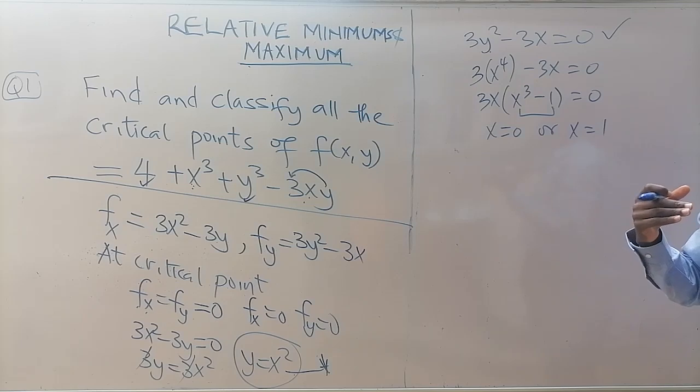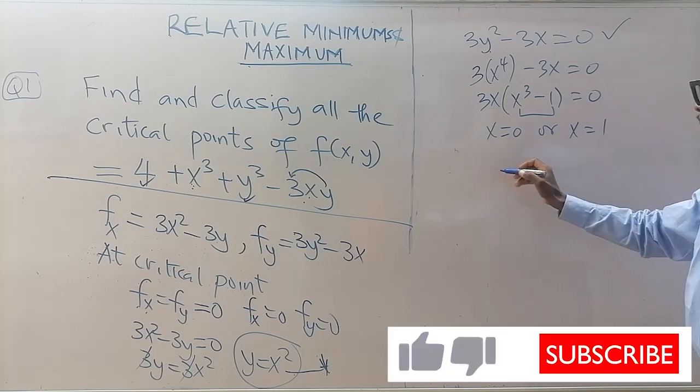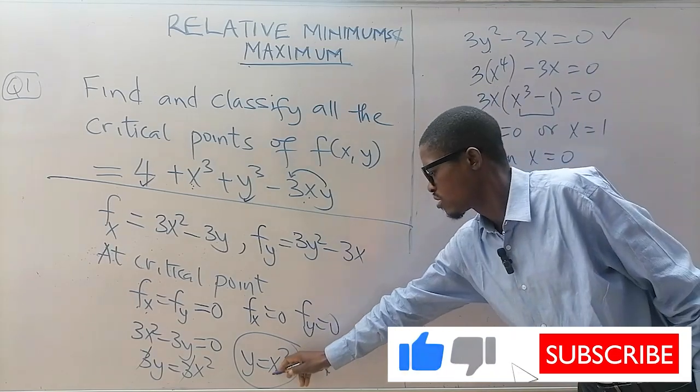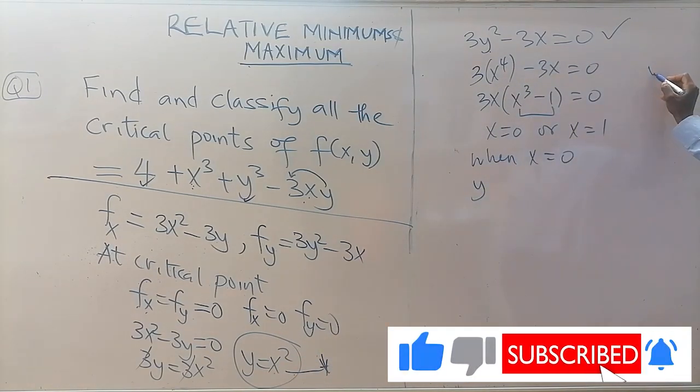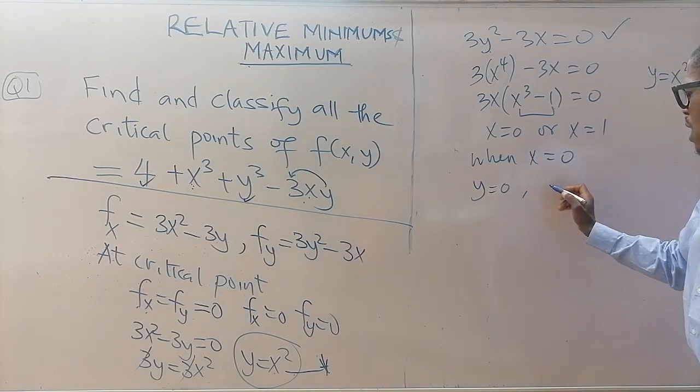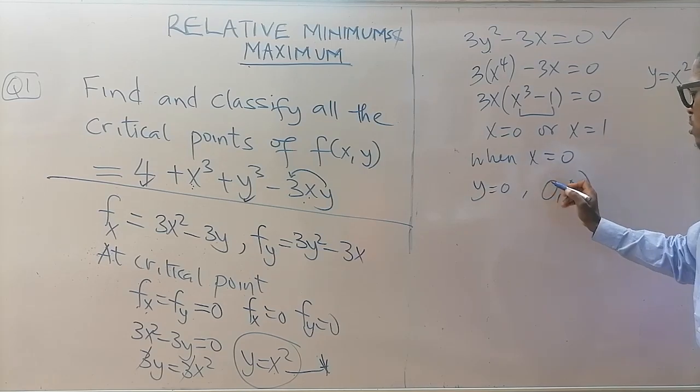Then we need to get the corresponding y value. We can go to any of them. When x is equal to 0, come to this equation, y equals x squared. So when x is 0, y is also 0. We are going to have the point (0, 0).